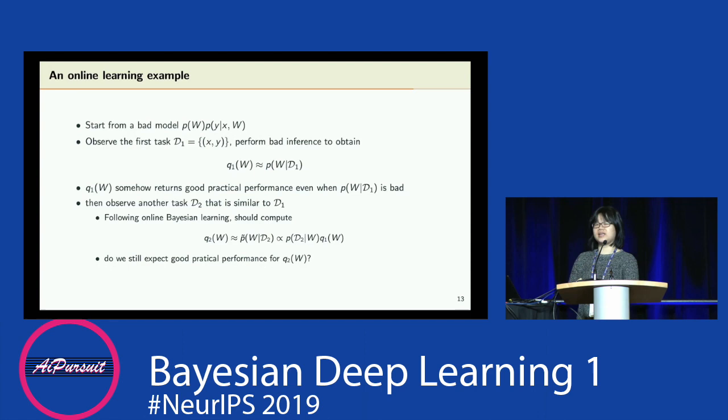If you follow the Bayesian principle, this tells you that I'm going to use the Q distribution from the first case as the prior for the second one, and then do a similar Bayesian or approximate Bayesian inference procedure on that. So now you've got a new approximate posterior Q2 of W. The question I'm trying to ask is, do we still expect good practical performance from Q2? Because in this case, you have bad inference, right? I will still think about this problem, and I will leave you to think about this problem.